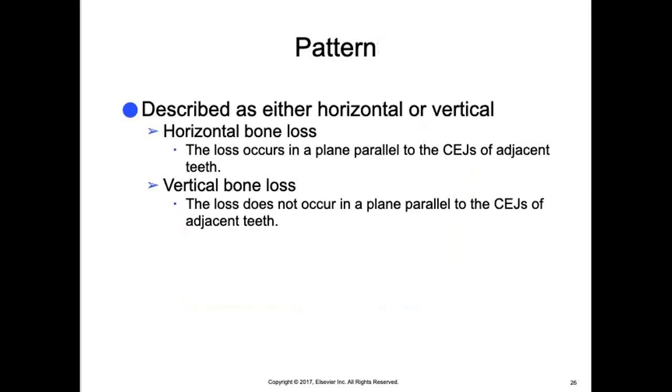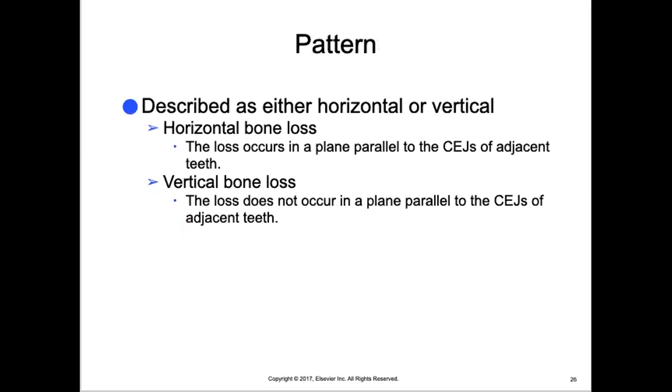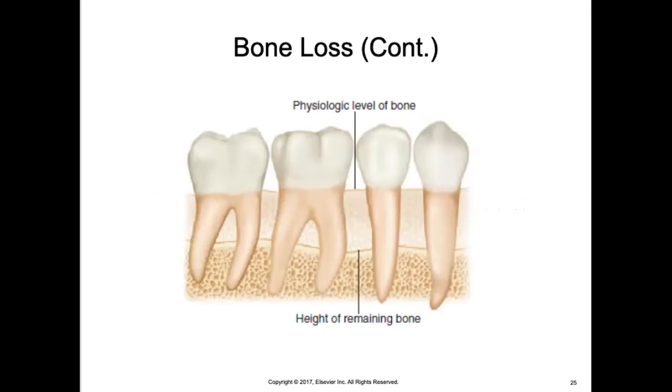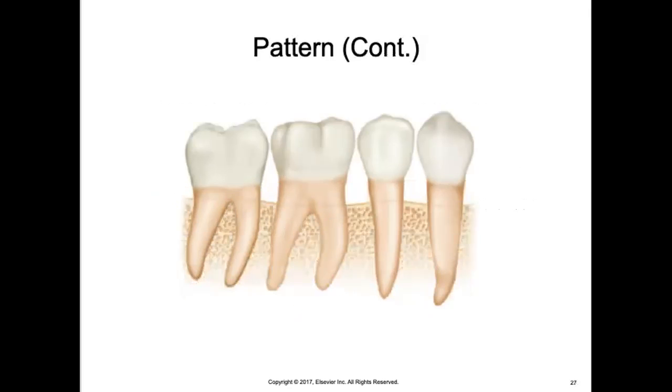The pattern is described as either horizontal or vertical. With horizontal bone loss, this loss occurs in a plane that is parallel to the CEJs of adjacent teeth. Vertical bone loss is when the loss does not occur in a plane parallel to the CEJ of adjacent teeth. For example, this bone loss here is parallel, because if you look at the height of the bone here, it is parallel with the level of the CEJ. So that is what we would call horizontal bone loss.